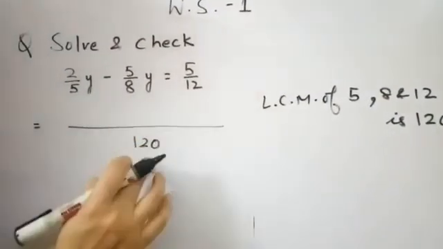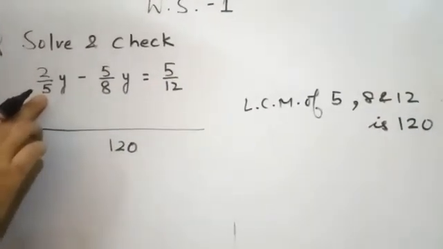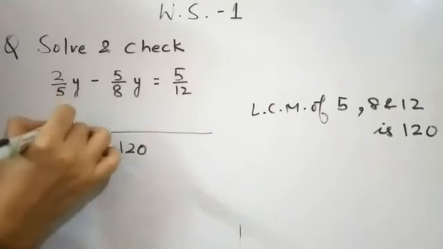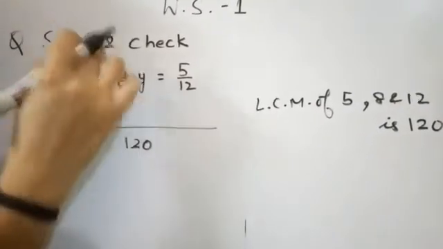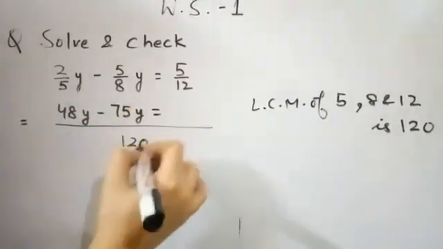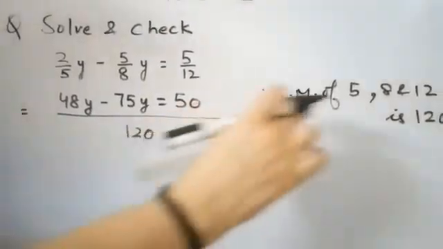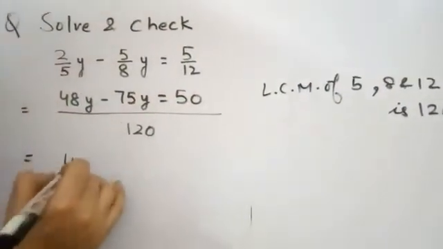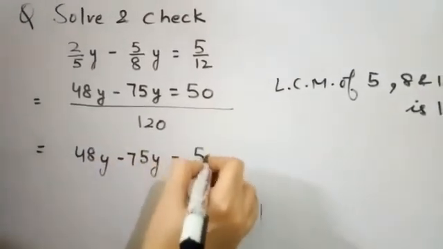Now 120 divided by 5, that is 24, multiplied by 2, 48y. 120 divided by 8, 15, 5s are 75, 10, 5s are 50. Now this 120 is common to all the terms, so we are just going to write the equation. We can leave this 120 now.